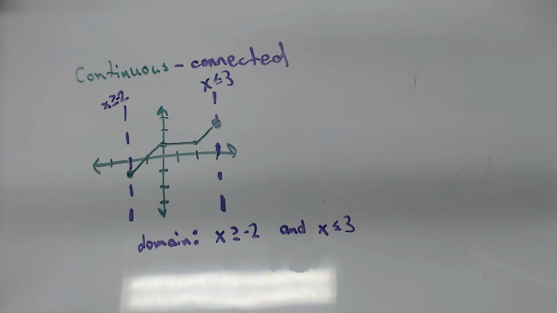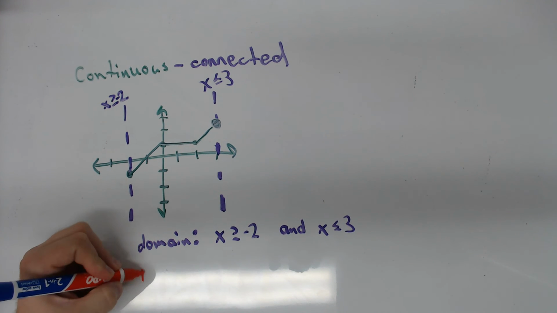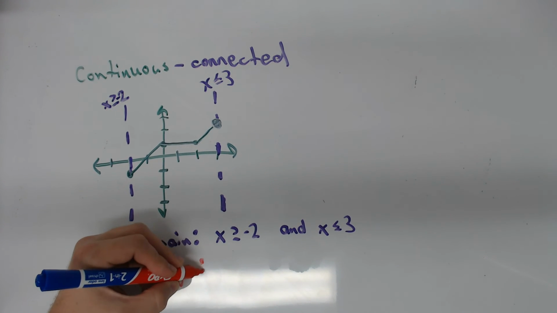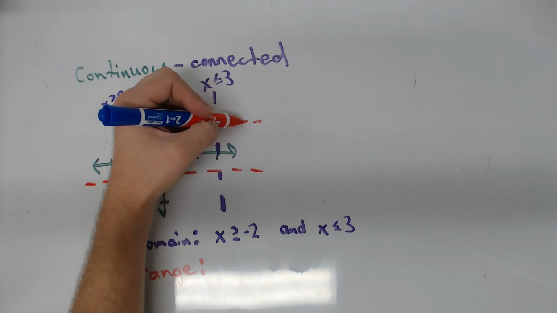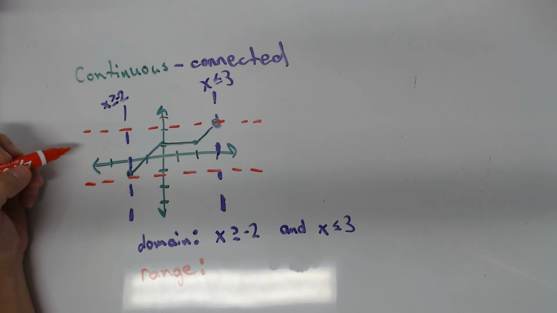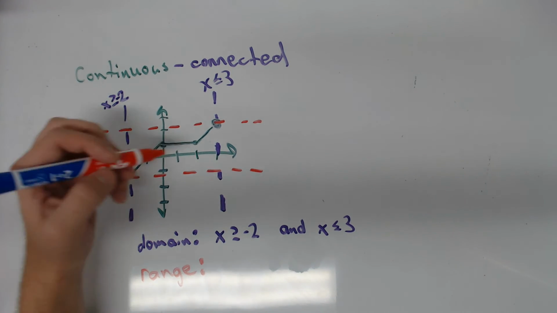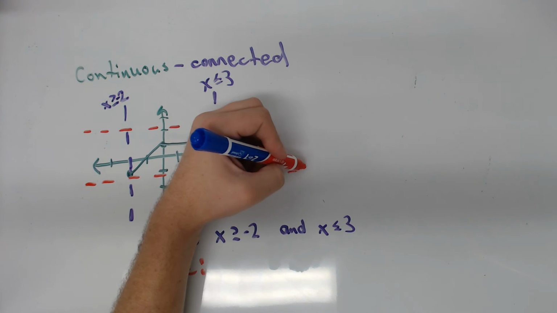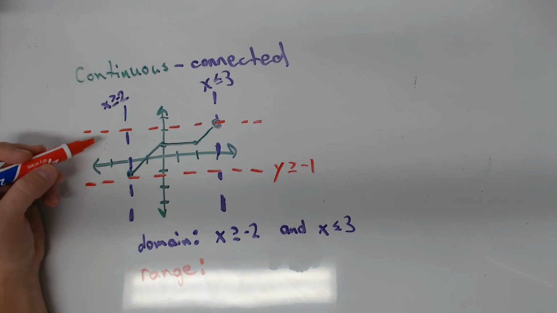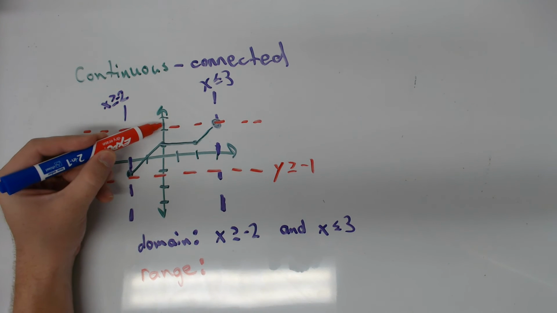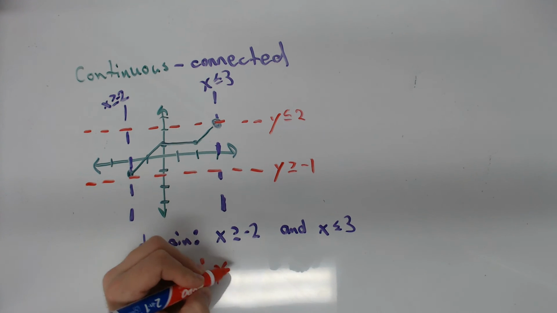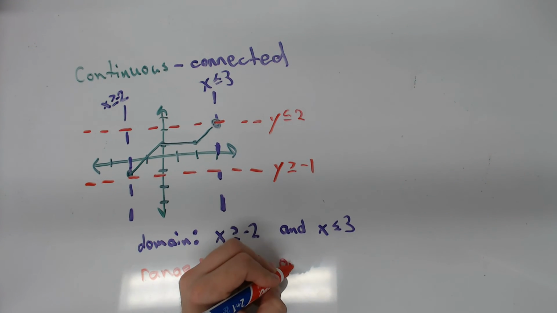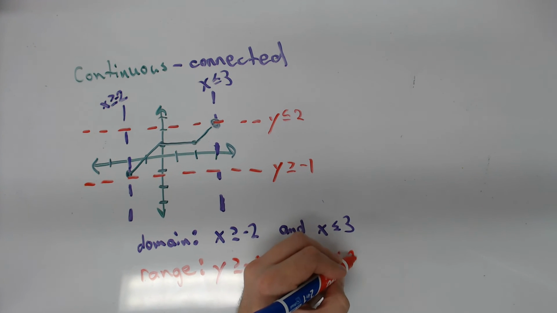For range, we do roughly the same thing, but top to bottom. So range, I'm going to use a different color. So we kind of box in our graph. But remember, if there's arrows on the ends of the lines, we can't box it in like this. My graph goes down to -1, so my y is greater than or equal to -1. It goes up from there, and then it goes up 1, 2 for its maximum. y is less than or equal to 2. So y greater than or equal to -1, and y less than or equal to 2.